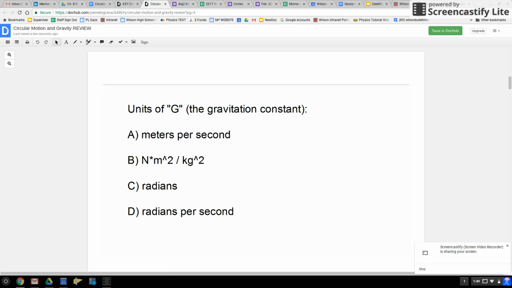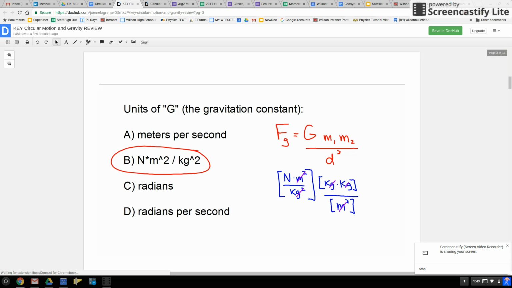What are the units of big G, also known as the gravitation constant in Newton's law of gravity? The units are newtons times meters squared over kilograms squared. Notice if you look at the law of gravity, if big G has those units, the kilograms squared would cancel out as well as meters squared, and you'd be left with newtons, which are the units of force.